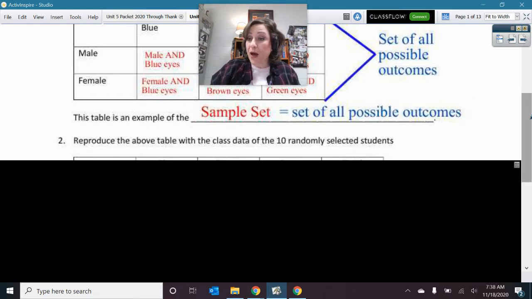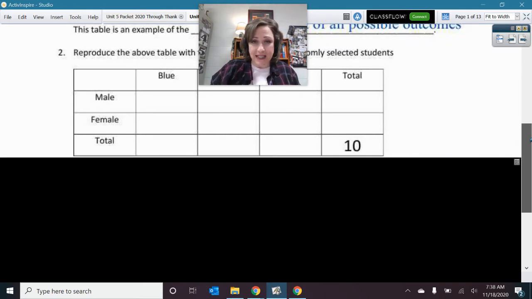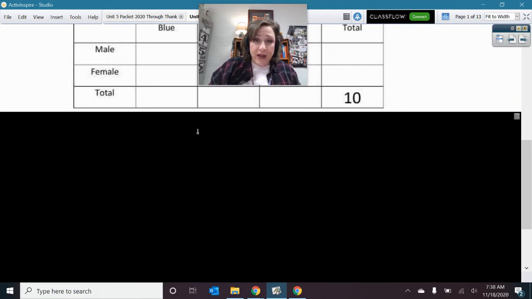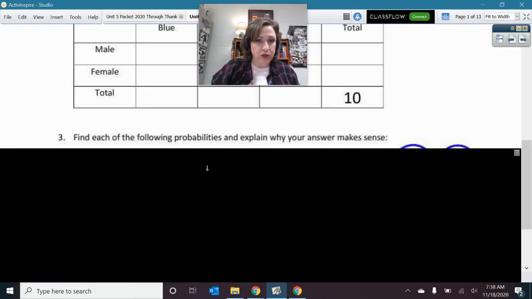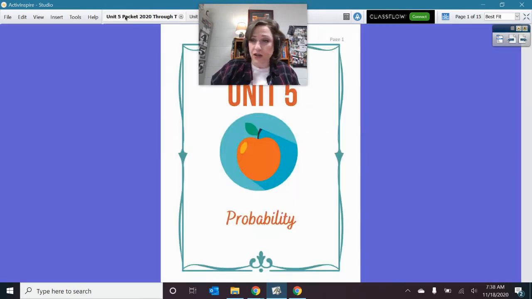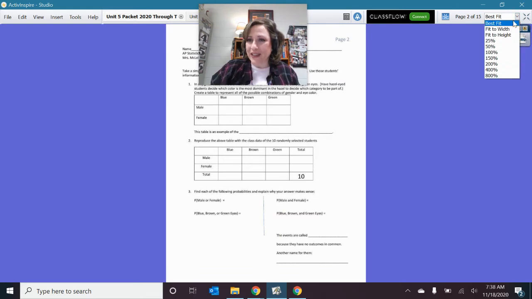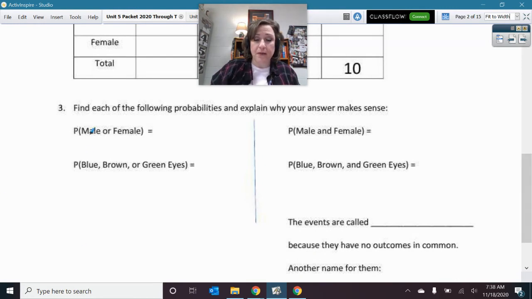Suppose we collected data on 10 randomly selected students in our class, and we got some numbers. We don't actually need those numbers to continue, so we'll just go on. I want to look at this without revealing the answers immediately. The first question asks: if I randomly selected somebody from those 10 people, what's the probability that that person is a male or a female?